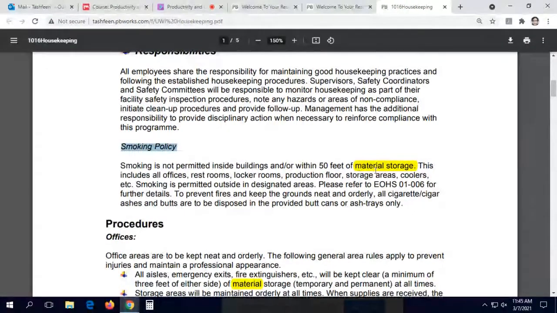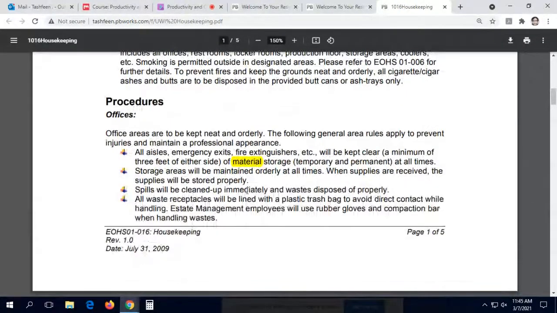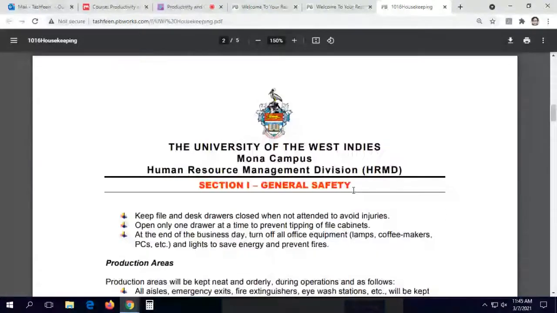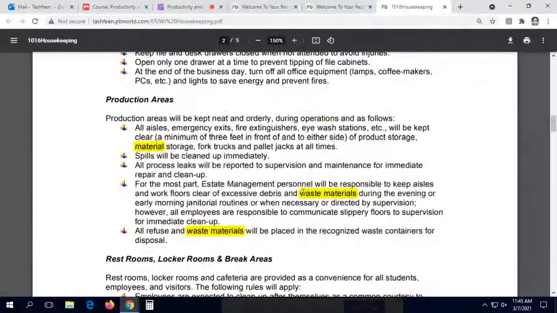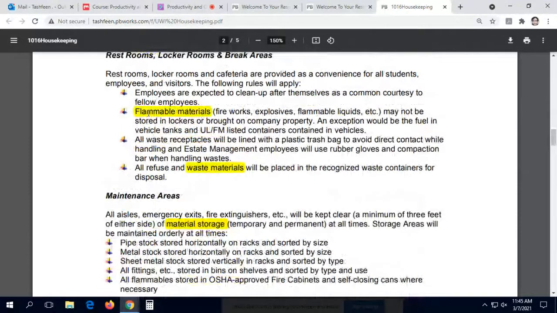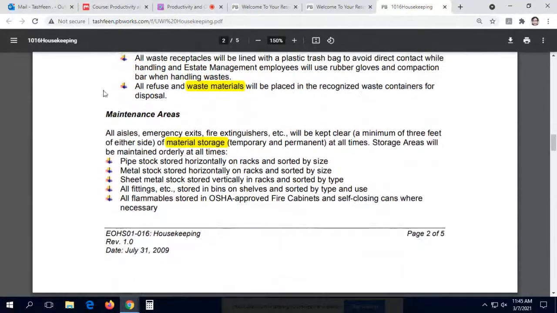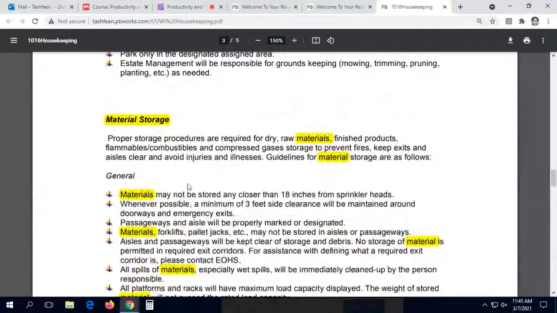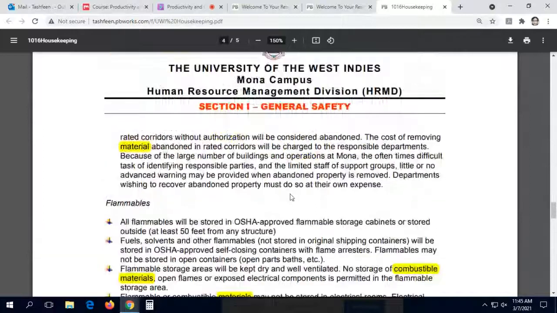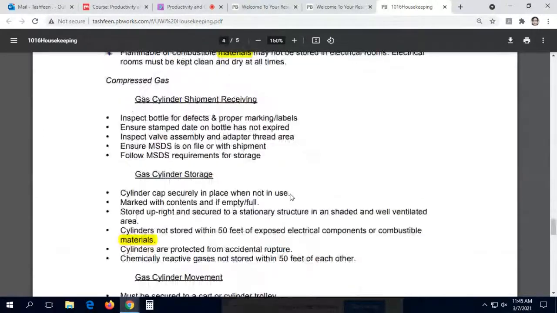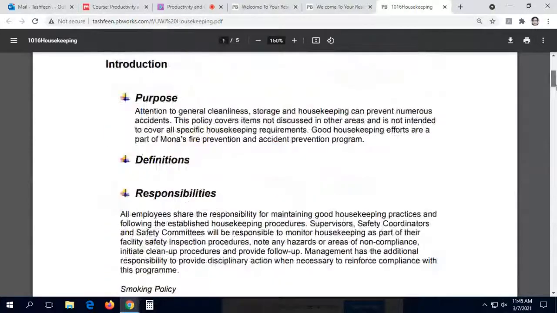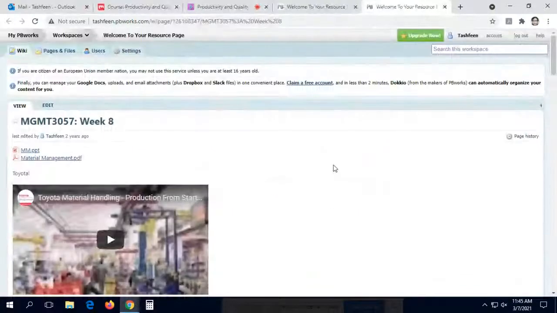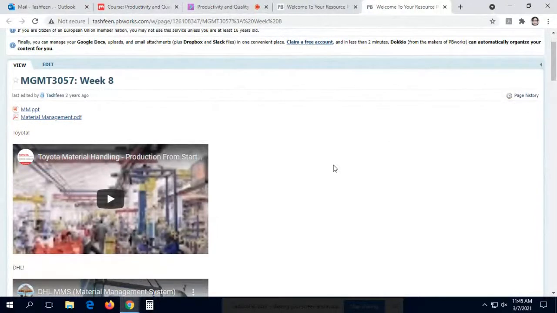Smoking policy, material storage, procedures for officers, material storage, waste material: how, in the production area, they are dealing with waste materials, flammable materials, and materials in the maintenance area. Material management, waste materials, material storage. I've highlighted wherever they have used the terms materials and so on. So you can look into this, but look into your own organization. How do they manage materials and so on? That would be nice.